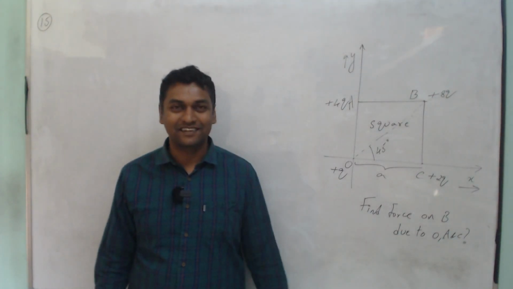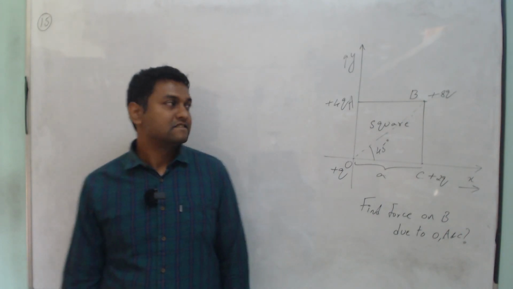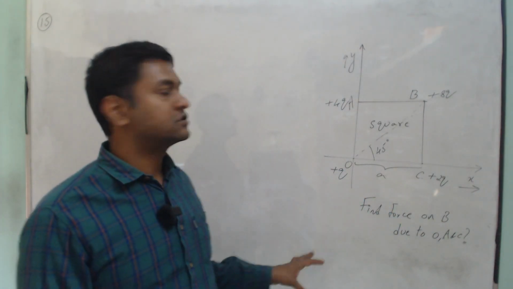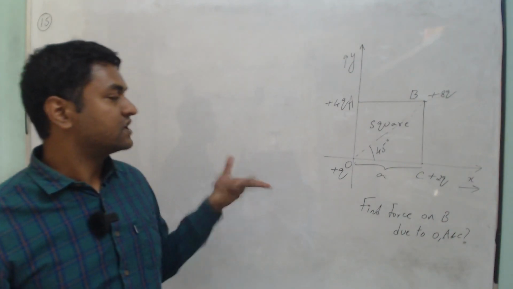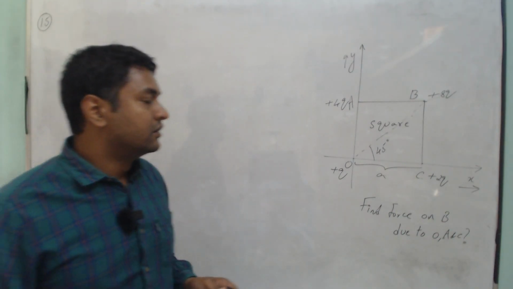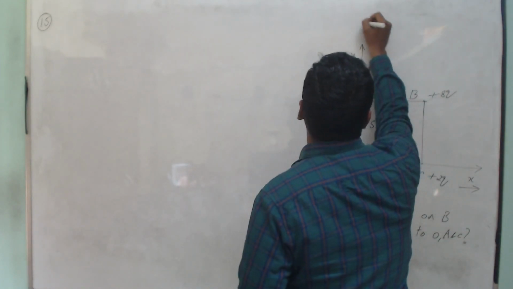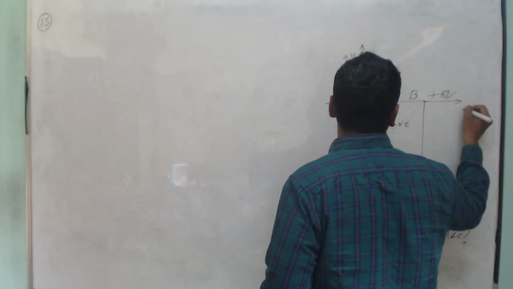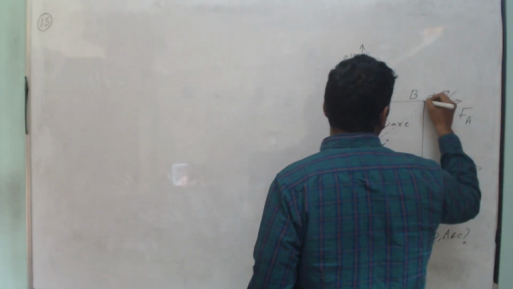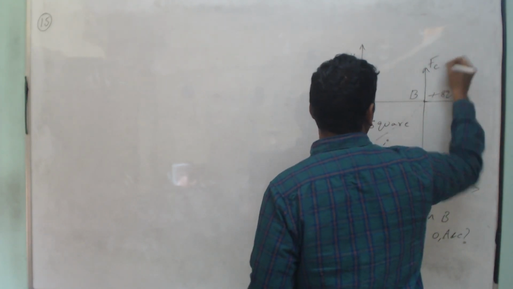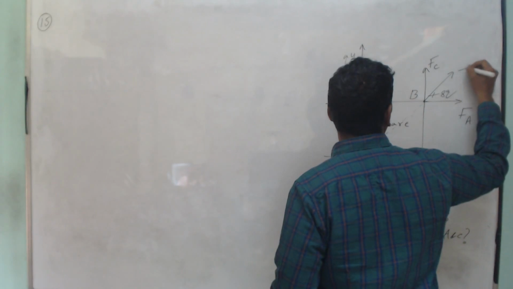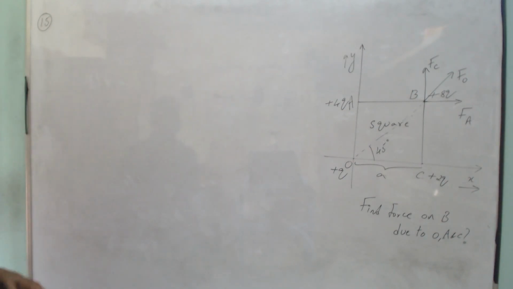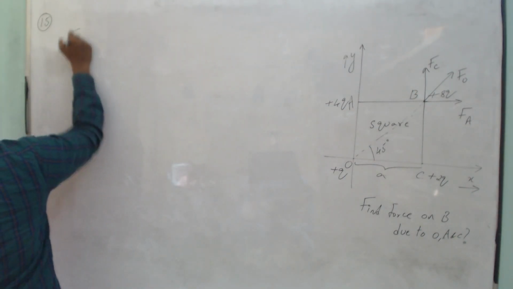Okay, you got some answer, right? Yes, sir. See, this question how I will solve is because the charges' distances are same but the charge numbers are different. First let me say that this is force due to A, this is force due to C and this is force due to O. Fine. I have named the forces. Now I will see how the magnitudes will look like.